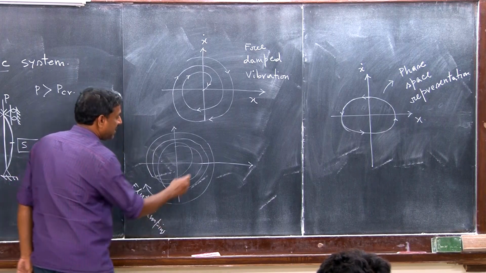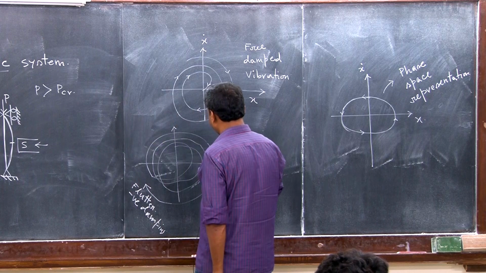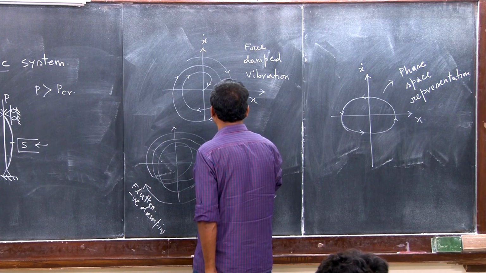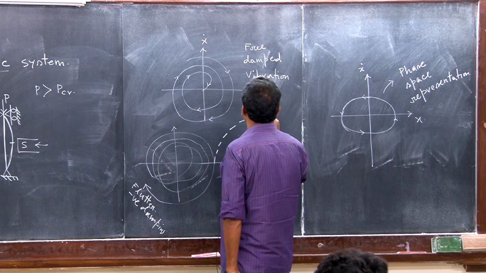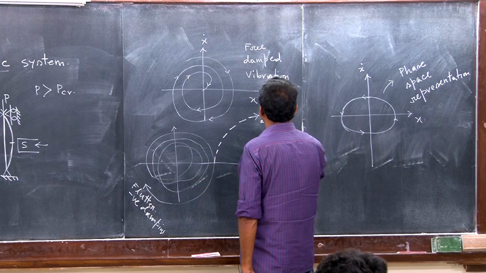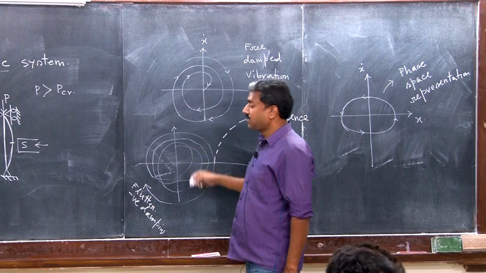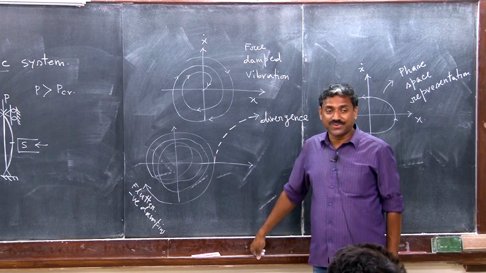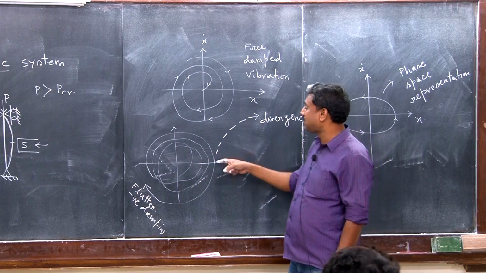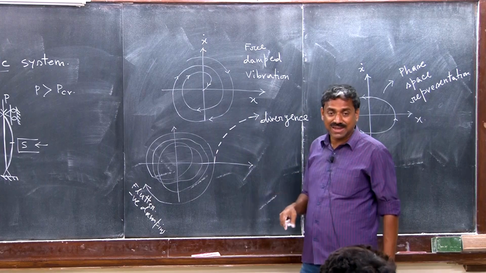Now, the same thing, assume that it is coming here, but from here it goes like this kind of thing, then of course this will have divergence. See, flutter is associated with periodic motions, right, but divergence is not. So if it diverges, it is something like that, right.